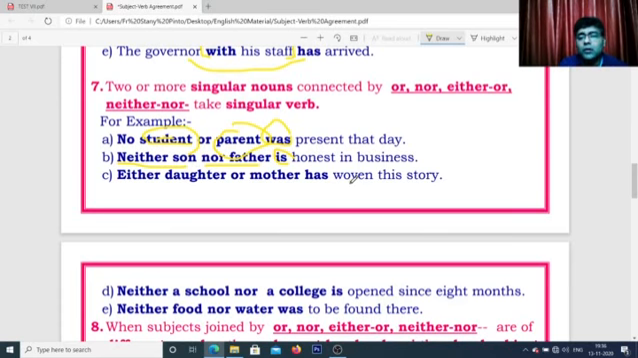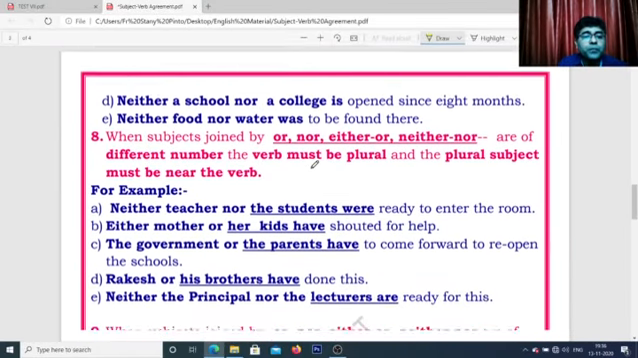Woven, made. Okay, closely knit together. Either daughter, we do not know who it is, anyone has done. Remember, either daughter or mother, anyone. So singular verb: has woven this story.